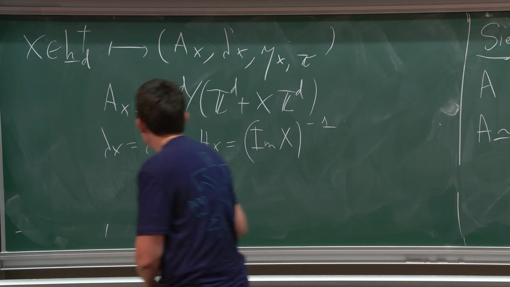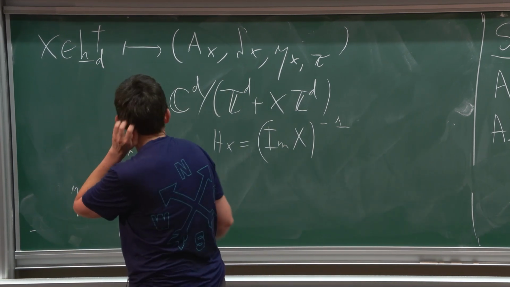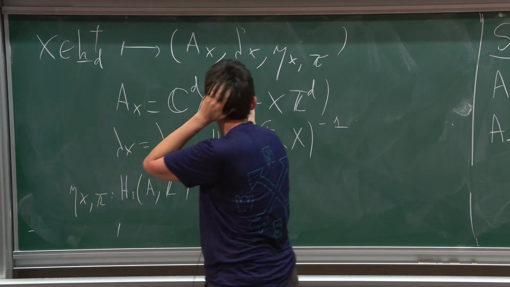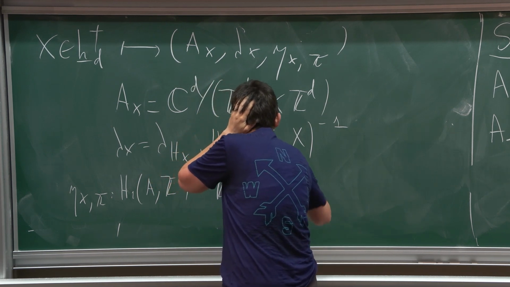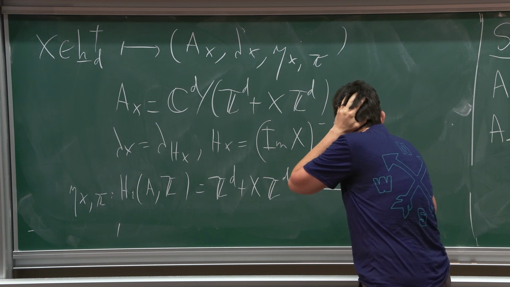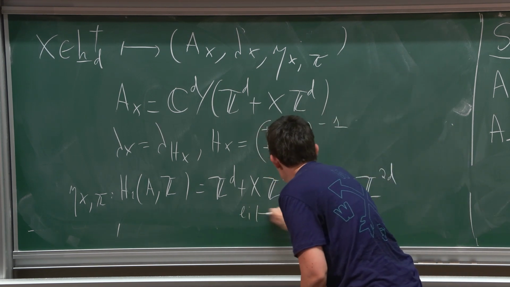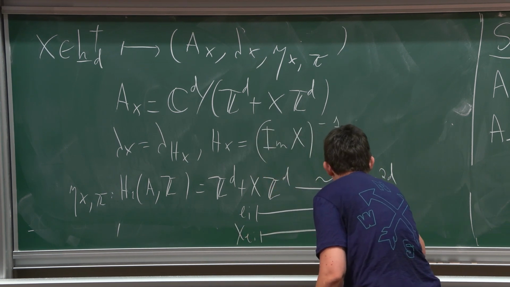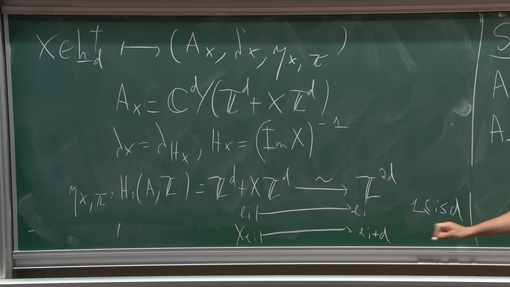And eta_x: what is H1 of A_x? It's the lattice. So we want an isomorphism of that with Z^2d. So basically, we send e_i to e_i, and we send x e_i to e_(i+d), for i between 1 and d. Like the only reasonable thing. Right?